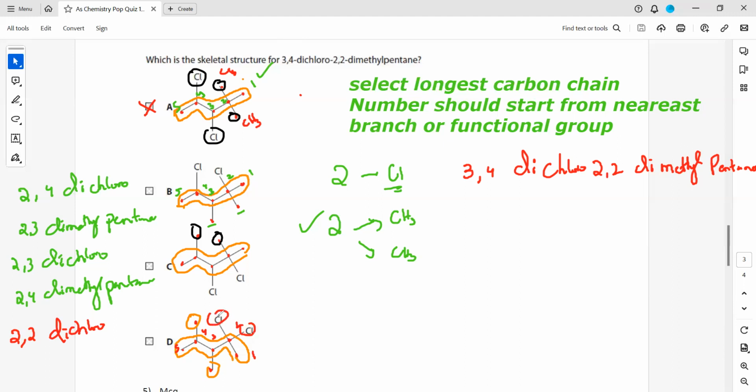Like, at the second position, we have 2 chlorines. And then we have the 3rd and 4th position methyl groups, so dimethyl. And because of 5 carbons, it will be pent, and a single bond, it will be ane. So option A was the right answer, as we discussed, but that's how we name these structures.